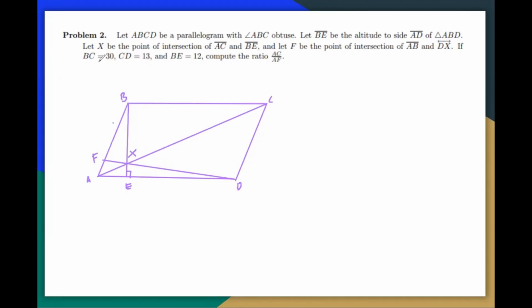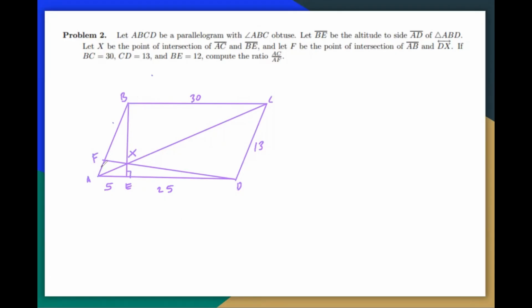With that in mind, we have some numbers, and we want to find AC, the diagonal, divided by AF. AF is right here, and CD is given as 13, BC is 30, and the height BE is 12. This is BA, which is also 13 because of the parallelogram. With this 12, we use the Pythagorean triple to get 5 immediately, and since this is 30, I will get 25 for ED as well.